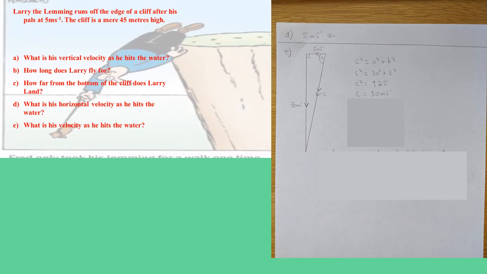It's actually just over 30 meters per second, but when we round it to 2 significant figures, it comes out as 30. And then if we use trigonometry, SOHCAHTOA, to find the angle, we get the angle is equal to 81 degrees. So then to write the final answer for the final velocity, we say that the velocity is 30 meters per second at an angle of 81 degrees from the horizontal. Or you could also say 9 degrees from the vertical or from the cliff face itself.